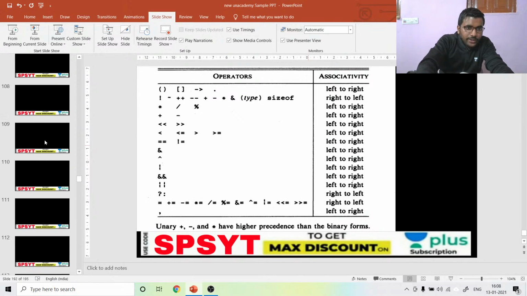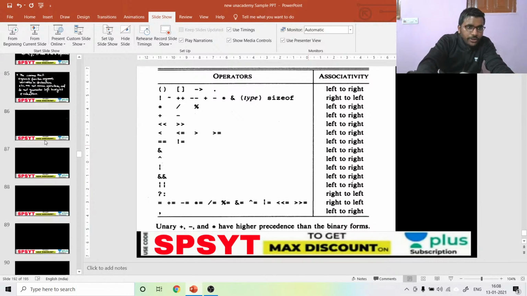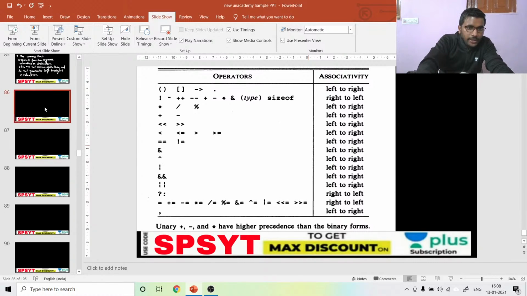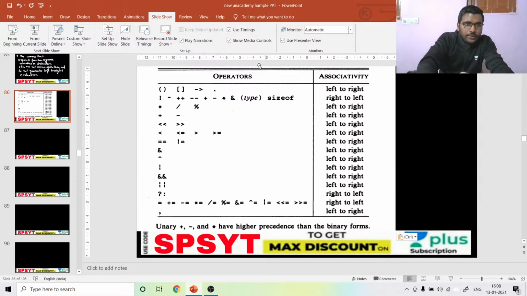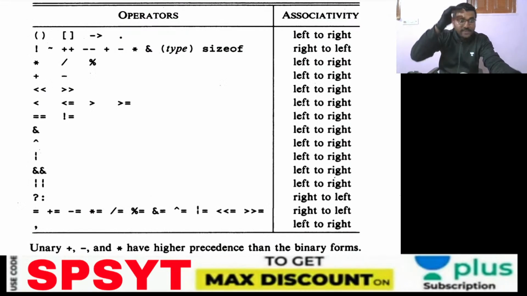See, all the operators I have taught you. Not a single thing I missed or left out. So these are all the operators you have seen. This is the precedence table.